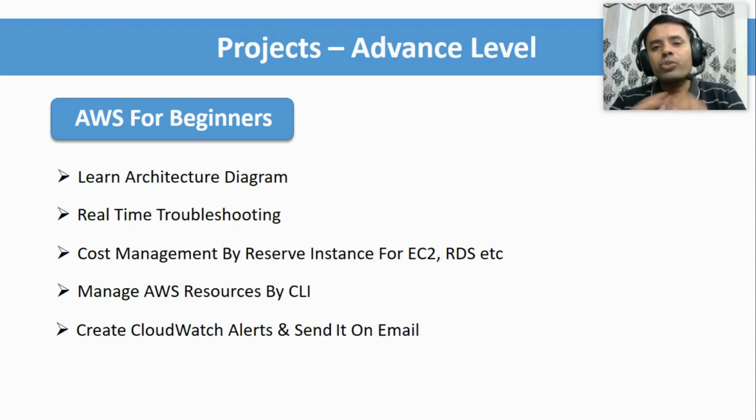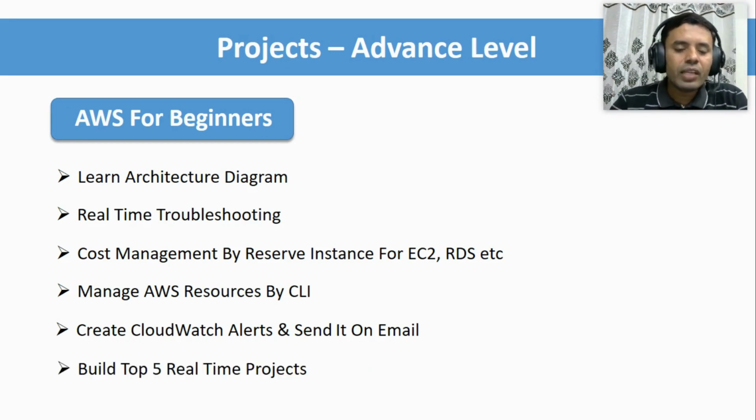Then we will see how to set up a CloudWatch alert. Suppose we are using an EC2 instance and we want to set up a CloudWatch alert there, so that if utilization goes beyond 75%, we should get an alert, as infrastructure management. We will configure that using Simple Notification Service, SNS basically. And we will try to build some basic to advanced level projects, like migrations or web server deployments, using real-world, real-time scenarios.